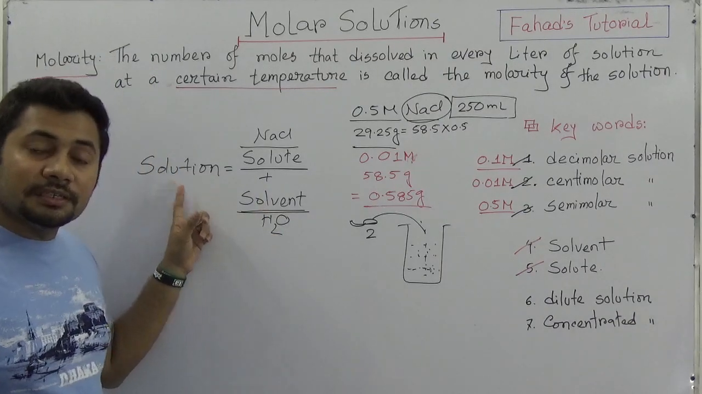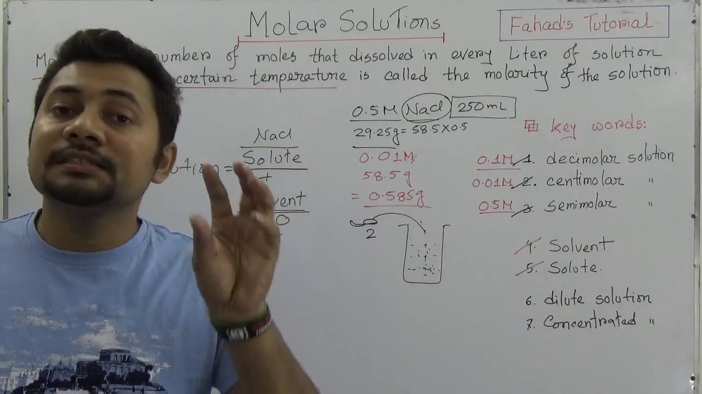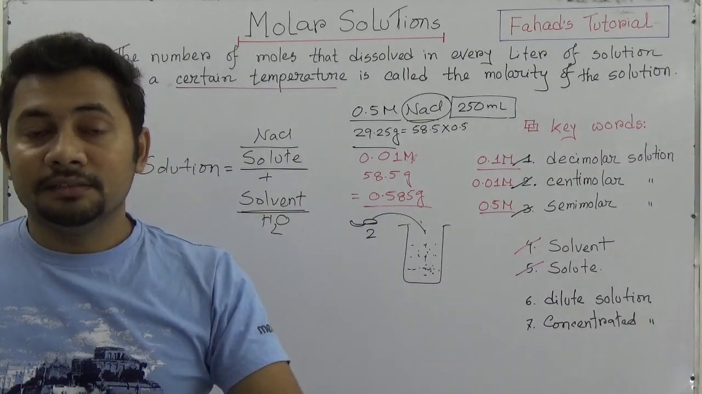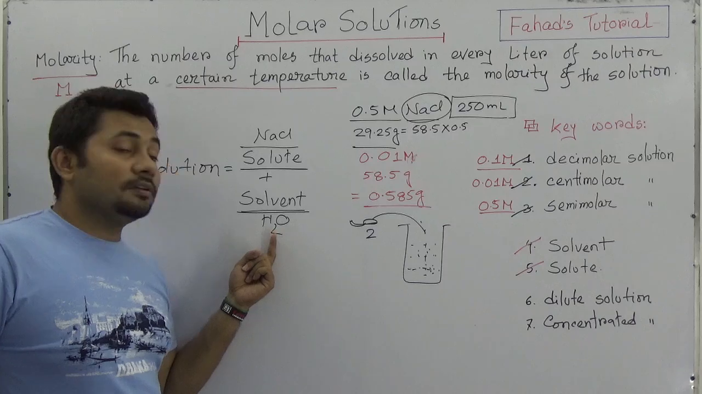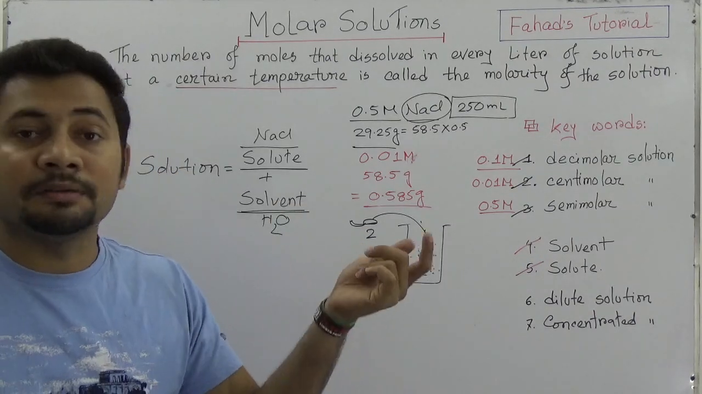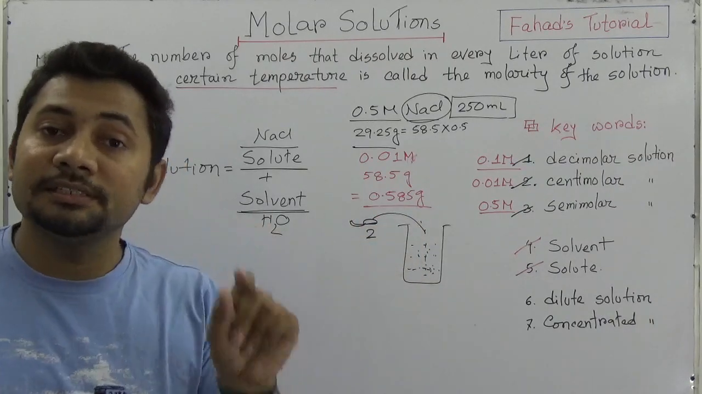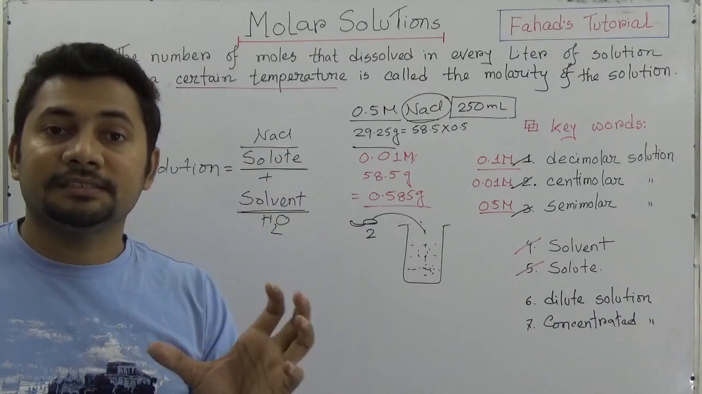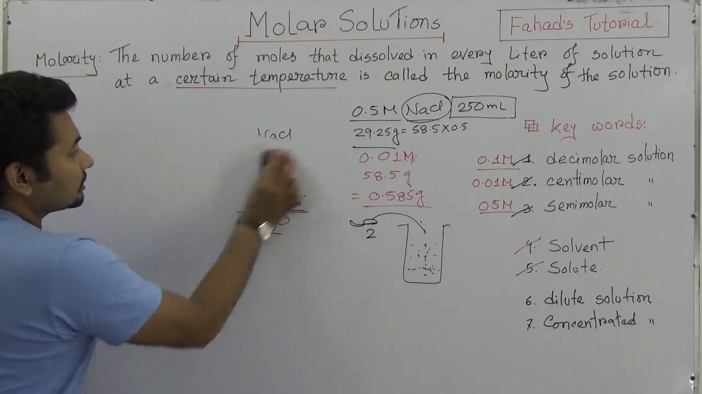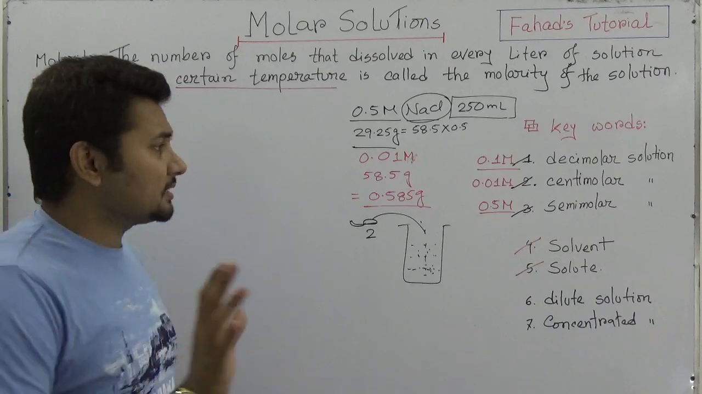So the solution is the mixture of solute and solvent. The solute is the elements or the compounds that are dissolving in the liquid, and that liquid is called the solvent. So as we are mixing sodium chloride with water, edible salt with water, that water is the solvent and this edible salt is the solute, and that creates the solution. Hopefully I made you understand what the solution is and what the solvent is. So these keywords are understandable.